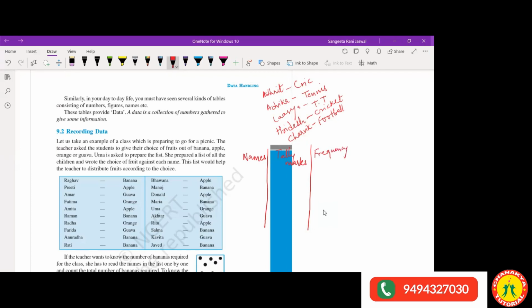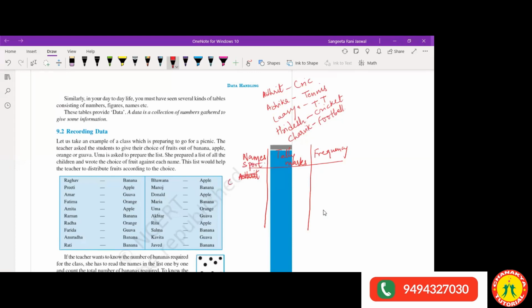Then we have frequency. Here the first child I asked was Adrit. Adrit said, I like cricket. So Adrit likes cricket. Let's see. Now here is only Adrit, or we'll write the names of sports here, the name of the sport instead of the name of the child.